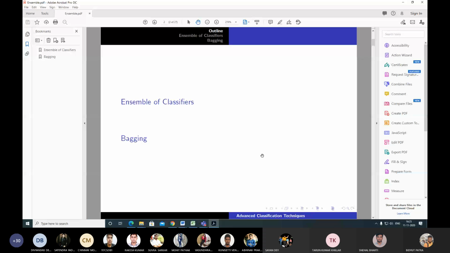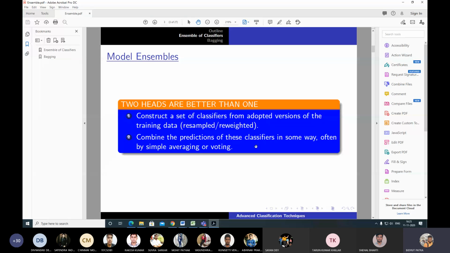So we'll talk about ensemble of classifiers. What is the idea of an ensemble of classifiers? The idea is that instead of running a single classifier for a particular problem, you run multiple classifiers and you take the majority voting. Okay, so this is the basic idea of the ensemble of classifiers.